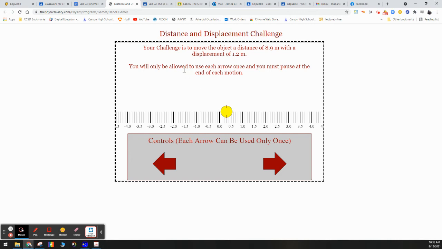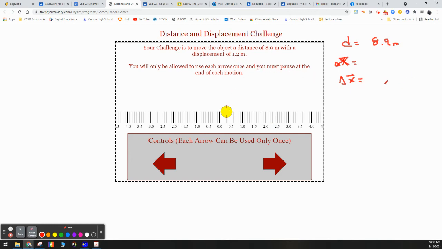It says your challenge is to move the object a distance of 8.9 meters with a displacement of 1.2 meters. Let's make sure we understand what's going on here. The total distance traveled must be 8.9 meters. That's distance. Now displacement: delta x is displacement, and this is a vector. Displacement has to be 1.2 meters.